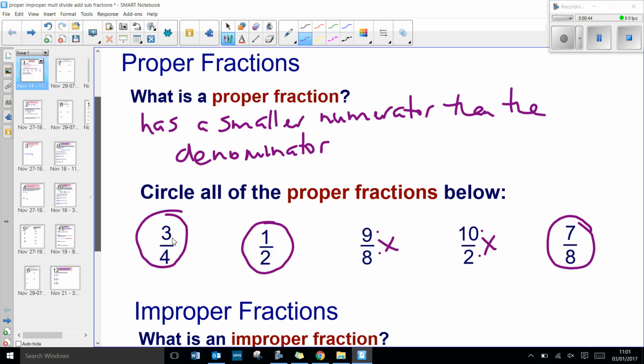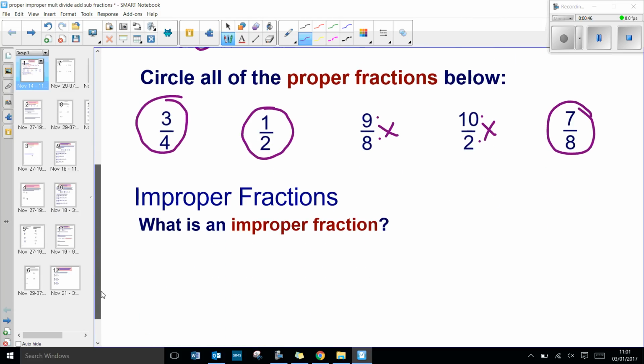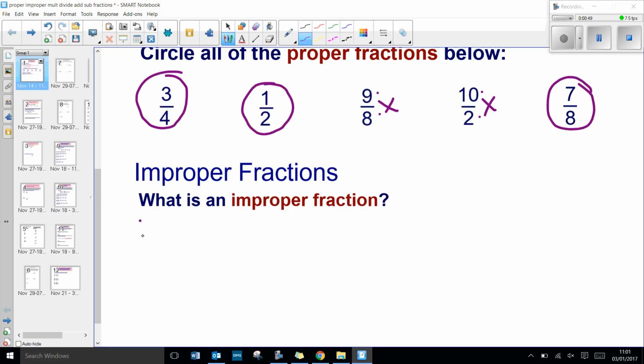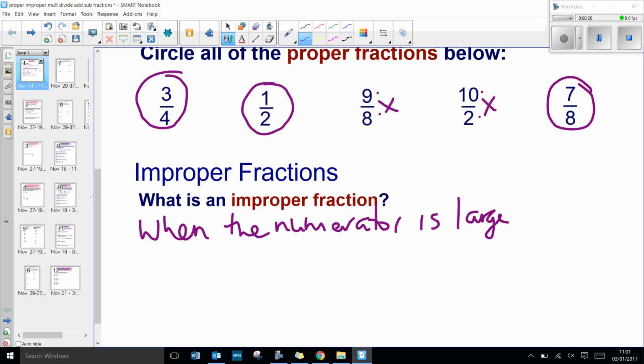What's an improper fraction? It's when the numerator is larger than the denominator.